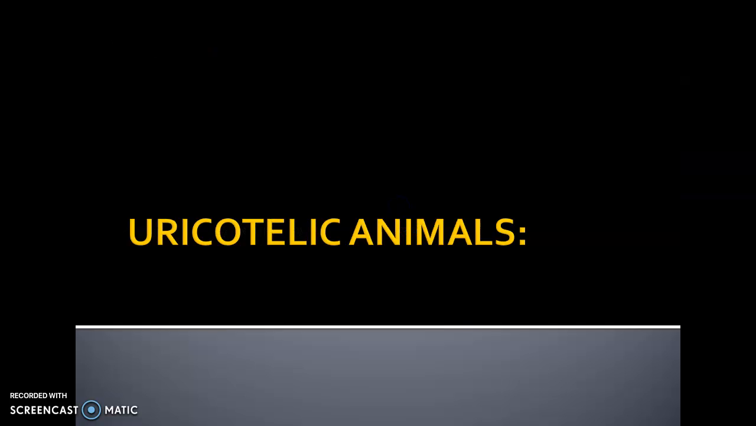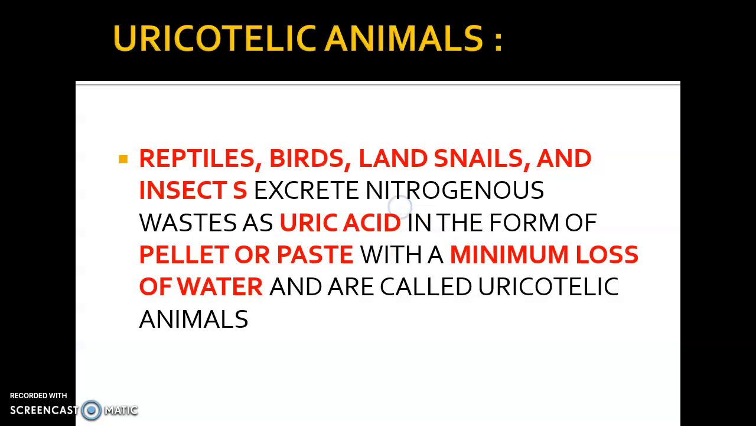So we are left with the last category, and that is uricotelic animals. So let's have a look. Let's see the examples first. Reptiles, birds, land snails and insects excrete nitrogenous waste as uric acid in the form of pellet or paste.